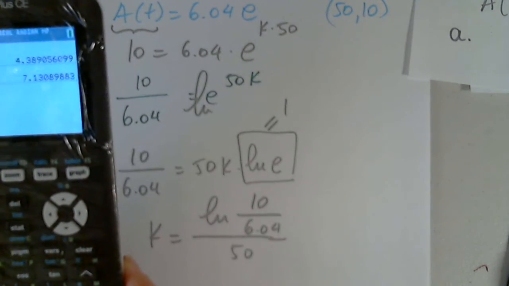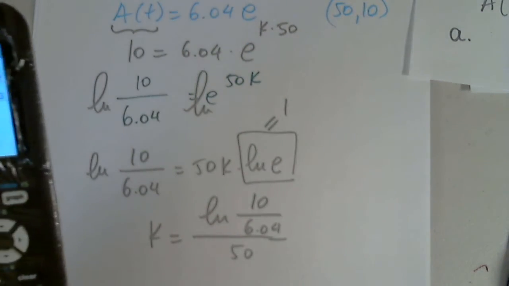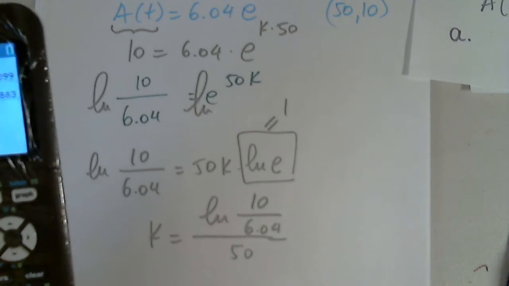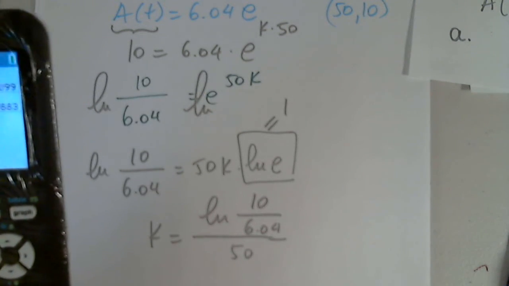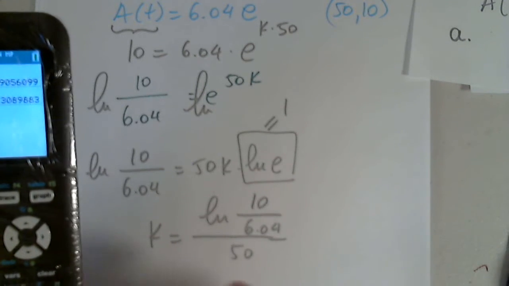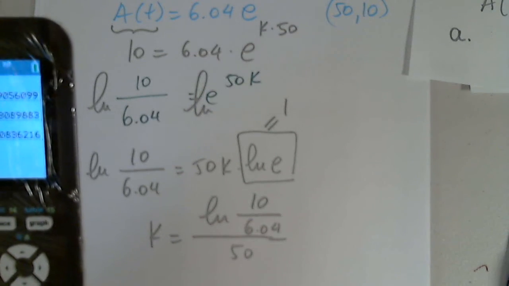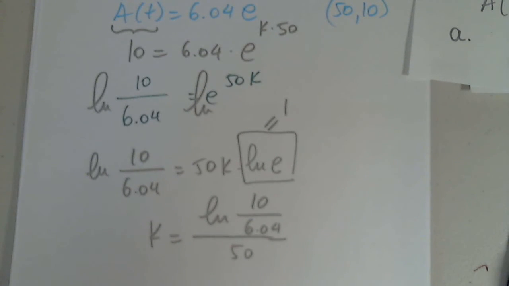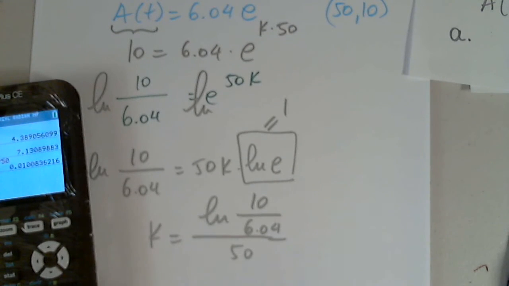So I plug it in. Natural log 10 divided by 6.04, close the parenthesis please, and divide by 50. And it appears that the growth rate is, please use at least 4 decimal digits, 0.0101.